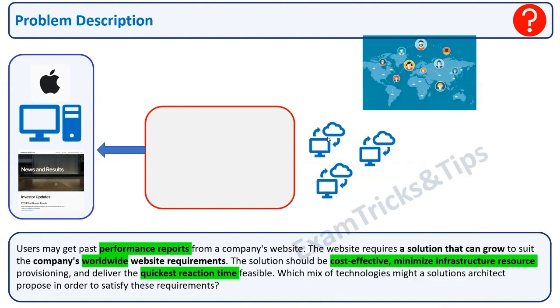And on this website, the users are all over the globe. So it's a worldwide access requirement here. Everybody's accessing this website, and we have, for now, created an empty box because we don't know the technology on which this website is built. But as you can see, the users from all over the world are accessing this website and downloading the report. And what we want is a cost-effective solution, minimized infrastructure resources, and the quickest reaction time.